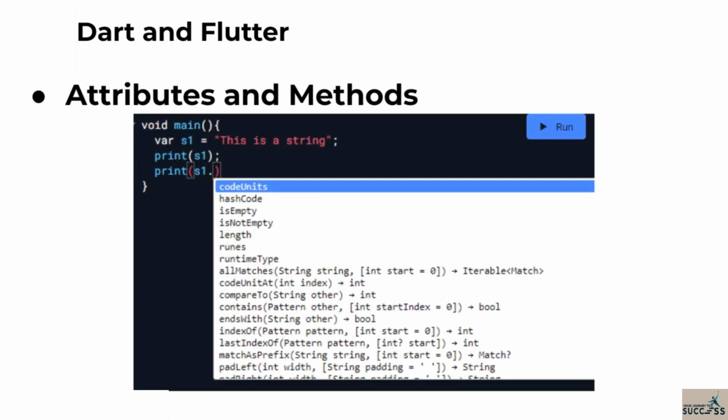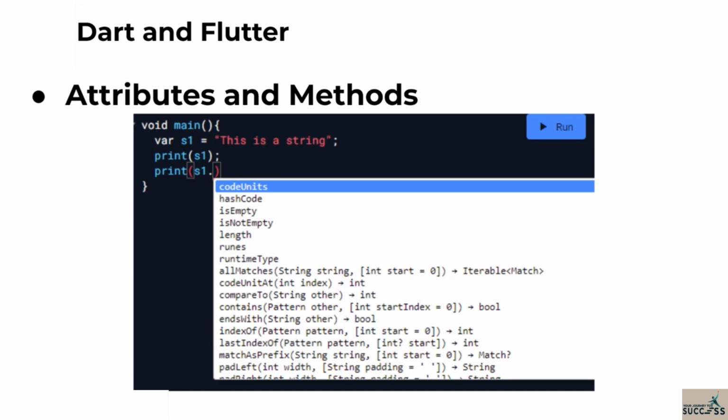When we're thinking about attributes and methods, you will notice that as you're typing along in Dartpad, after you define a variable name, you can hit the variable name, hit dot, and then you'll see a list of all the attributes and methods available for that particular data type object. You can see here, S1 is a string, and if I say S1 dot, I will get a list of all the attributes and methods associated with this particular data type. In this case, these are attributes and methods associated with a string.